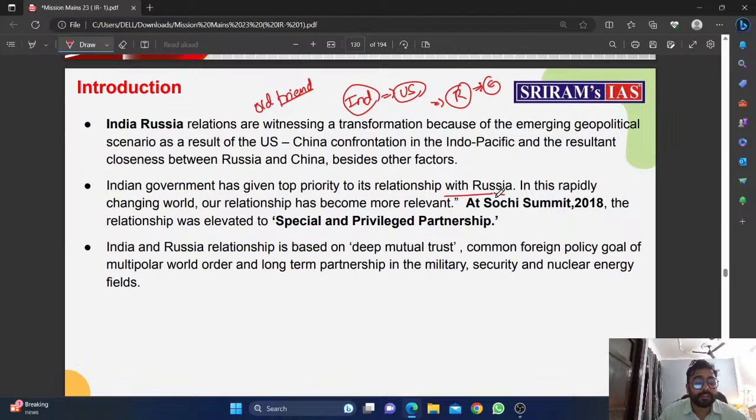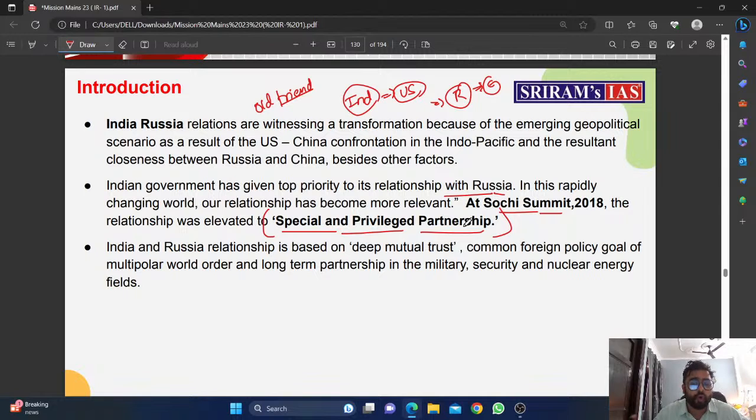What is the importance of the India-Russia relationship? So, for example, you can quote the Sochi summit in 2018, which is the Far East summit. There, India-Russia has been given a special status. So it has been highlighted as a special and privileged partnership. So the India-Russia relationship is based on a very deep trust.